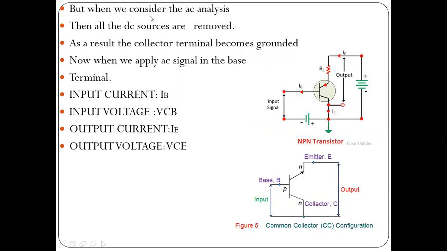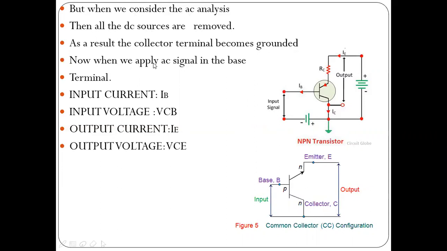Now, when we consider the AC analysis of common collector, then all the DC sources will be removed, and this will look something like this configuration. And as a result, the collector terminal will be grounded.